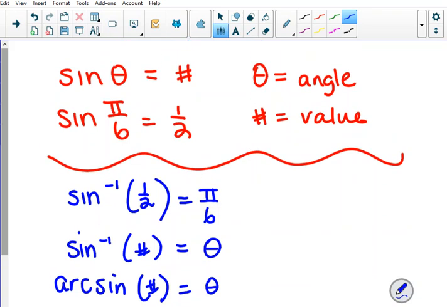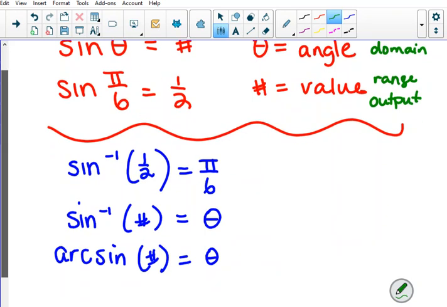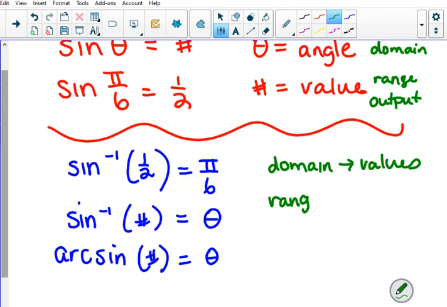When we're doing normal trig functions, the angle is the domain or input, and the value is the range or output. In inverse trig, they switch places. So my domain values are values, and my range values are angles.